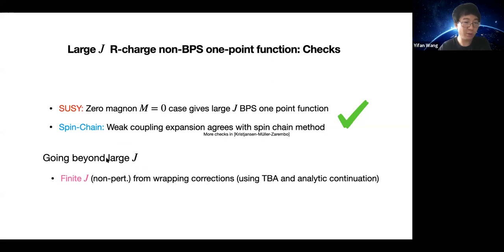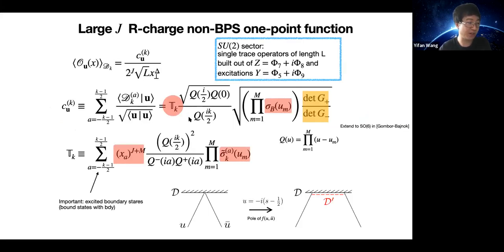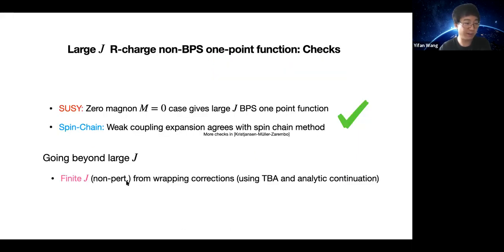And to go beyond this large J limit, I emphasize again, these expressions are in the large J limit. They include all the 1/J corrections, okay, but do not include the non-perturbative corrections in J. Those non-perturbative effects come from virtual massive particles going around the circle. They're so-called wrapping corrections. Those corrections can be taken into account by a careful TBA analysis combined with analytic continuation.